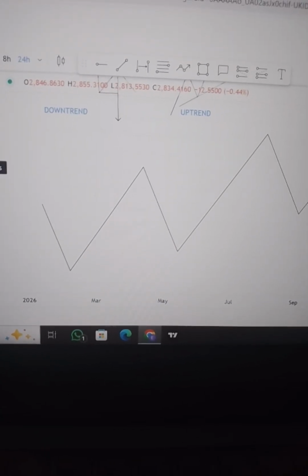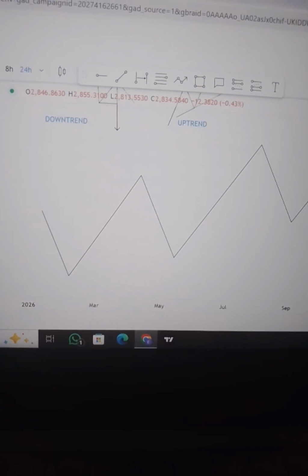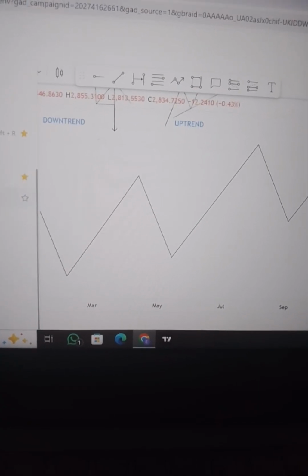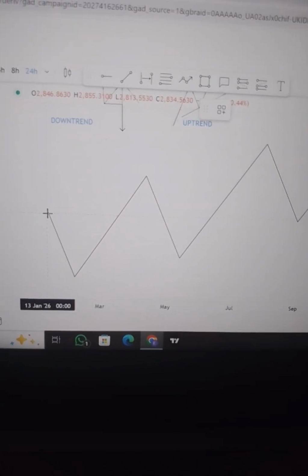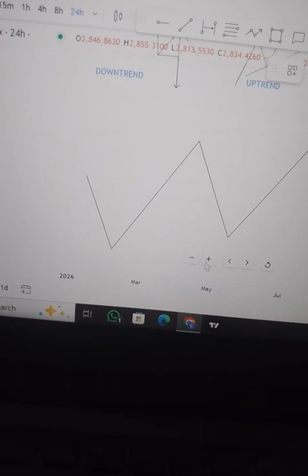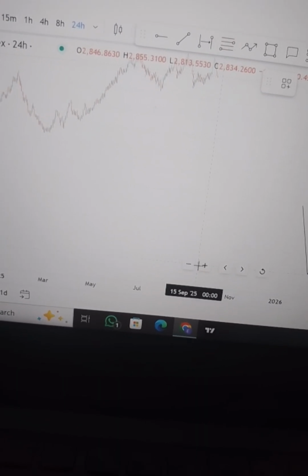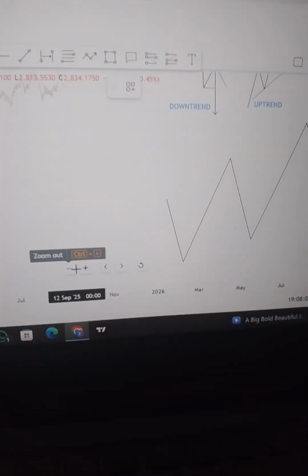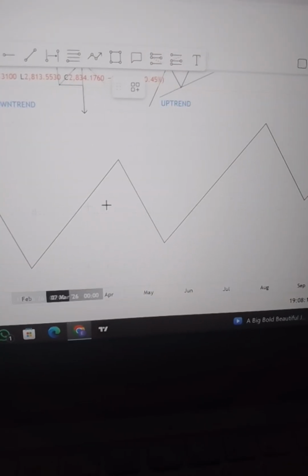Maybe you just come to this 4 hours time frame. If you zoom out from it, like if you zoom out like this, you will see the full picture of the 4 hours time frame. I'm talking about this side here.